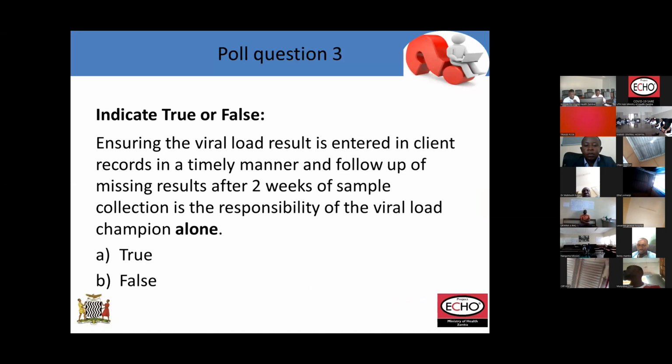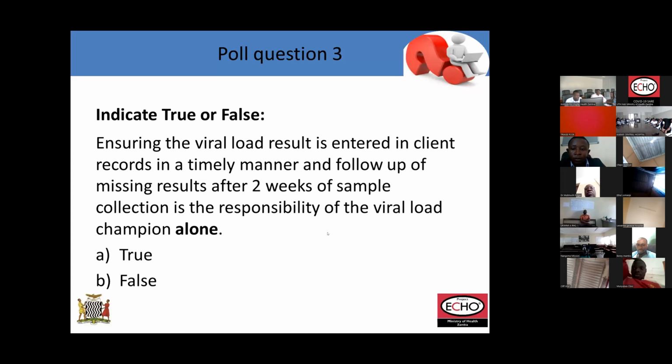Again, here indicate true or false. Ensuring the viral load result is entered in client records in a timely manner and follow up of missing results after 2 weeks of sample collection is the viral load champion's job alone. Is it true or false? Is this only for the viral load champion alone?